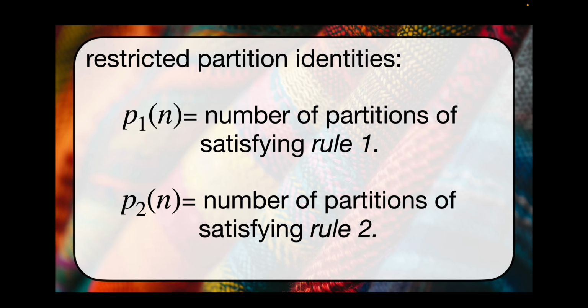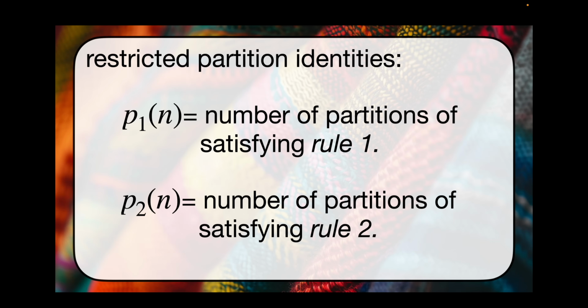The other family of so-called interesting results that we'd like to look at involving integer partitions are what we'll call restricted partition identities. So let's say you've got p sub 1 of n, which is the number of partitions satisfying what we'll just call rule 1. I think this will be clearer once we look at what these rules actually are. And then p sub 2 of n is the number of partitions satisfying rule 2.